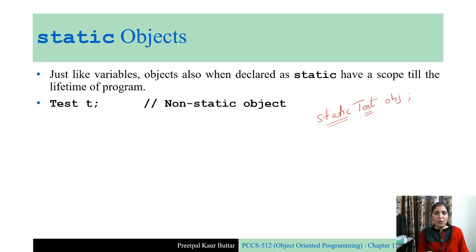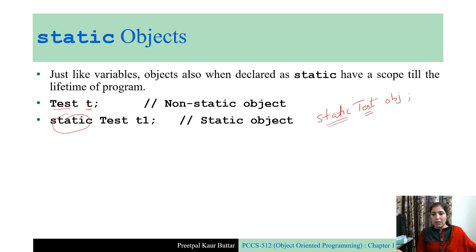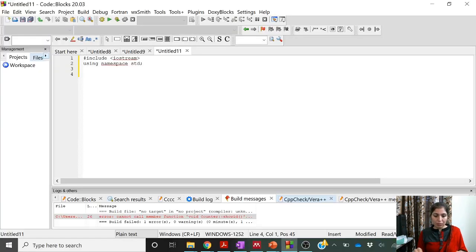So here is an example also. Test is the name of the class and T is a non-static object. While if we precede Test with the keyword static, then it will become a static object. So now let us try to understand these static objects in detail using some programming exercise.